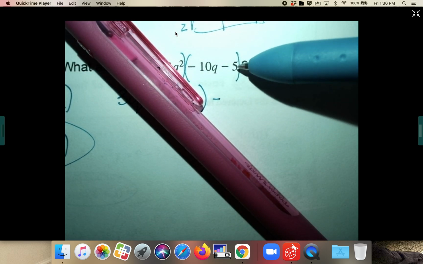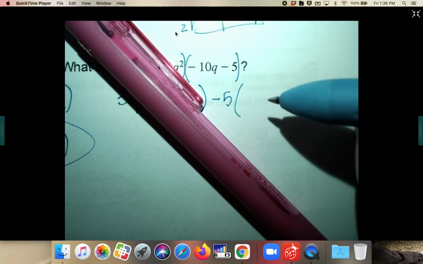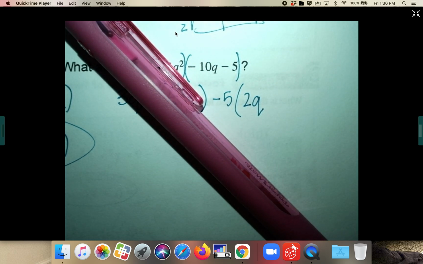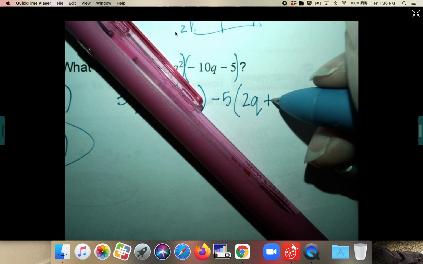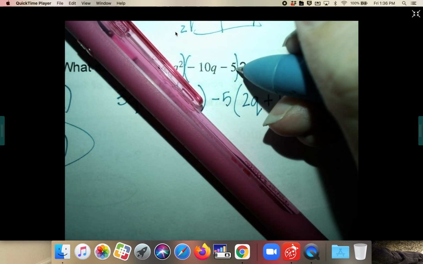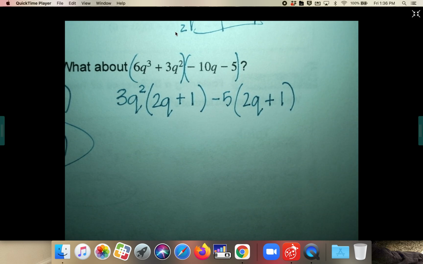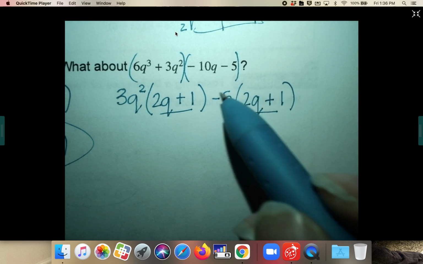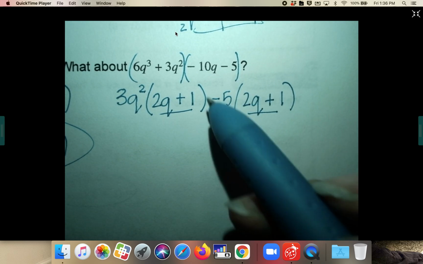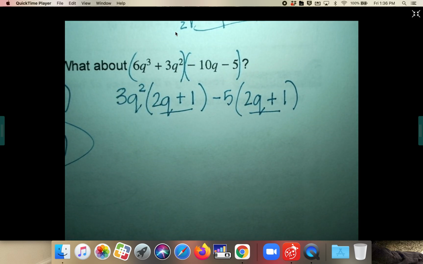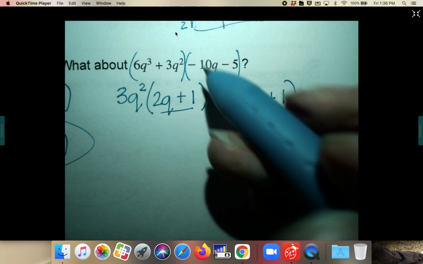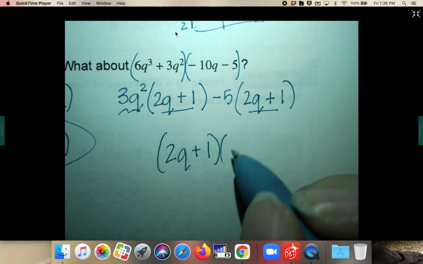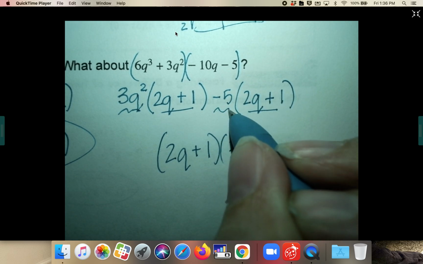So you can pull out a negative 5, because 5 itself can come out. So negative 5 times 2q gives us the negative 10q, and negative 5 times positive 1 is what's going to give us that negative 5 up here. So then we go check, and now these two are the same, so we know we did it right. Again, if you did not divide out that negative, it would be wrong, which is why anytime your first term is negative, it has to come out with it. So one of our sets of parentheses is 2q plus 1, and the other set of parentheses is 3q squared minus 5.